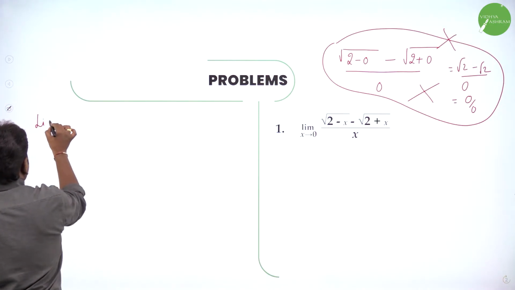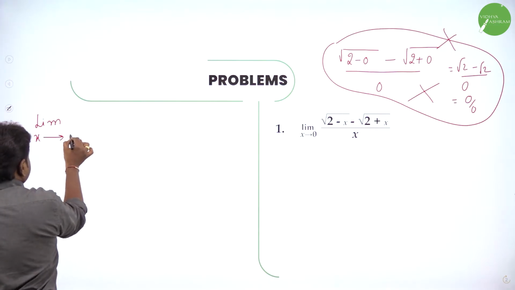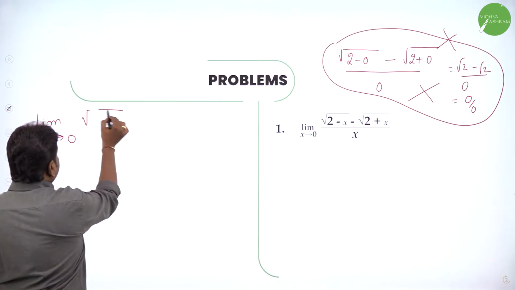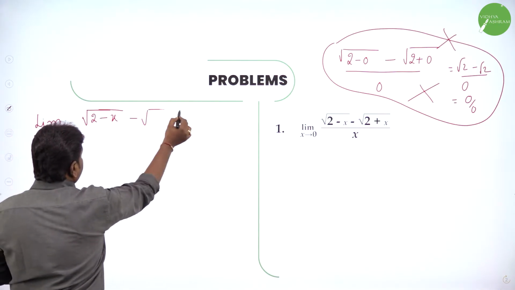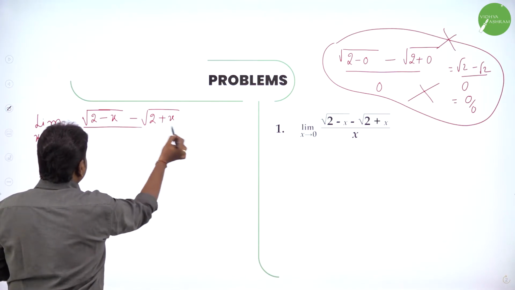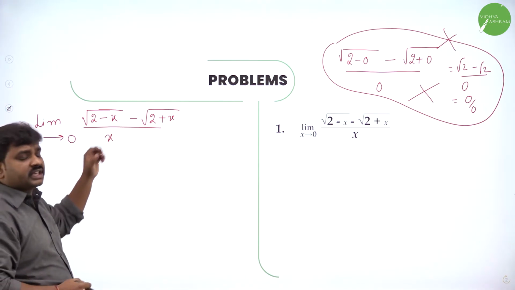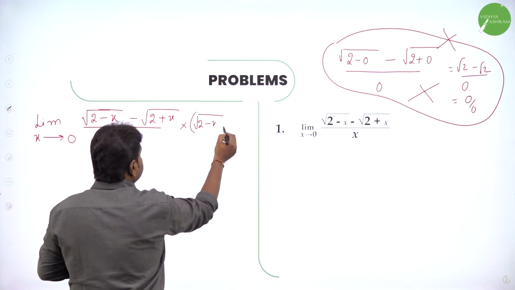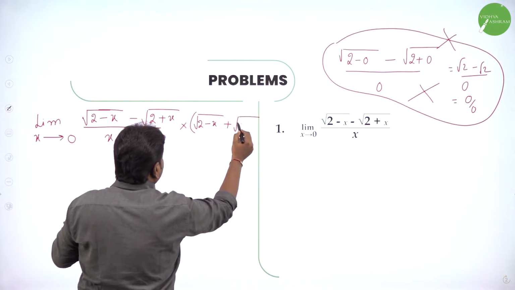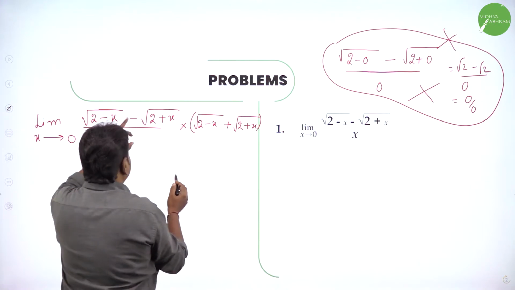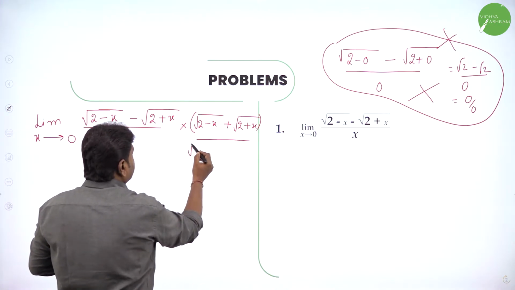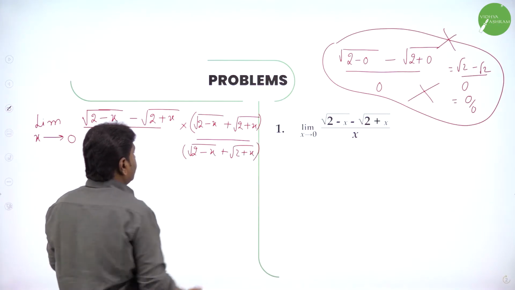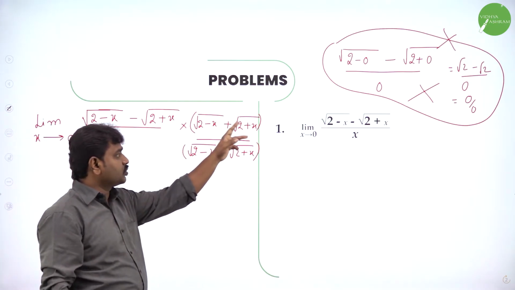That is, they give limit x tends to 0, and they give root of 2 minus x minus root of 2 plus x divided by x. Now rationalize, divide and multiply by root of 2 minus x plus root of 2 plus x. All of you know rationalizing factor. If this is minus, I should take opposite, plus. Divide and multiply by this, that is root of 2 minus x plus root of 2 plus x. So now I am dividing and multiplying by root of 2 minus x plus root of 2 plus x.